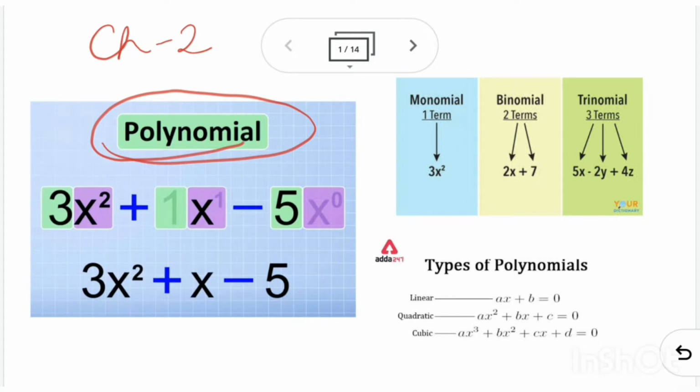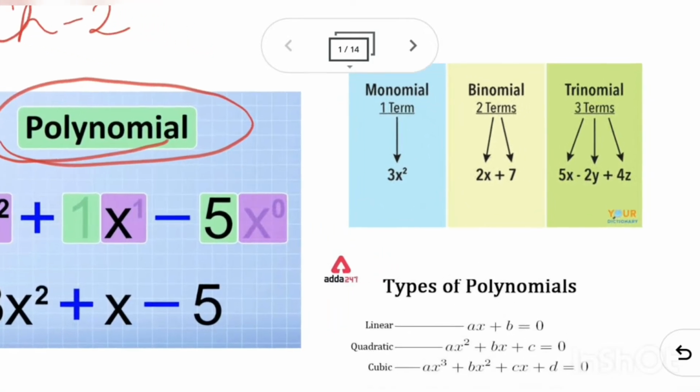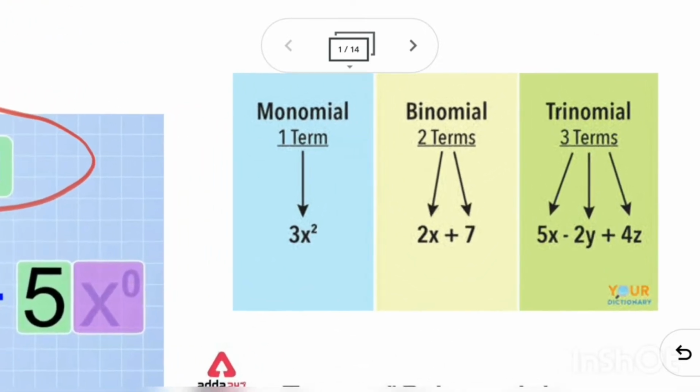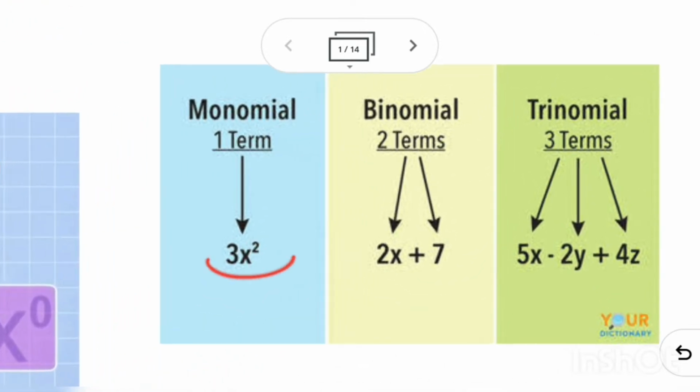So there are 3 types we mostly discuss. Any algebraic expression with one term is called a monomial. You can see here only one term is there, so it is called a monomial. If it contains 2 terms, it is called a binomial, and if it contains 3 terms, it's called a trinomial. The different terms are separated by plus or minus signs.